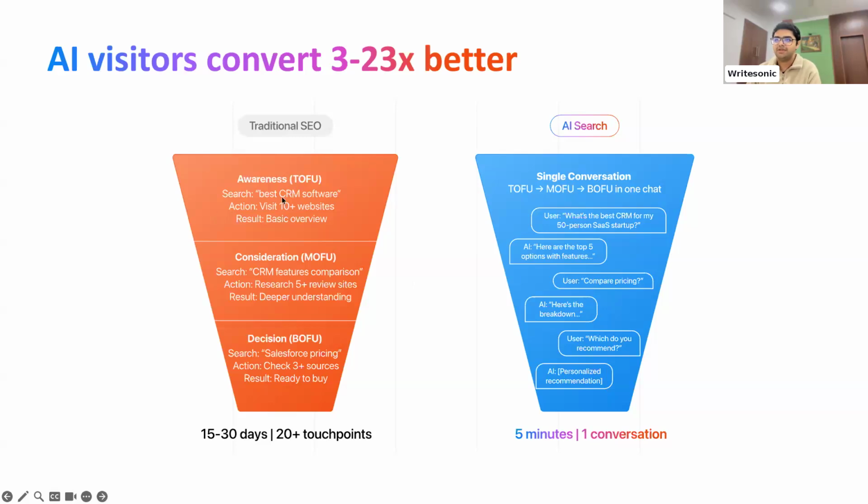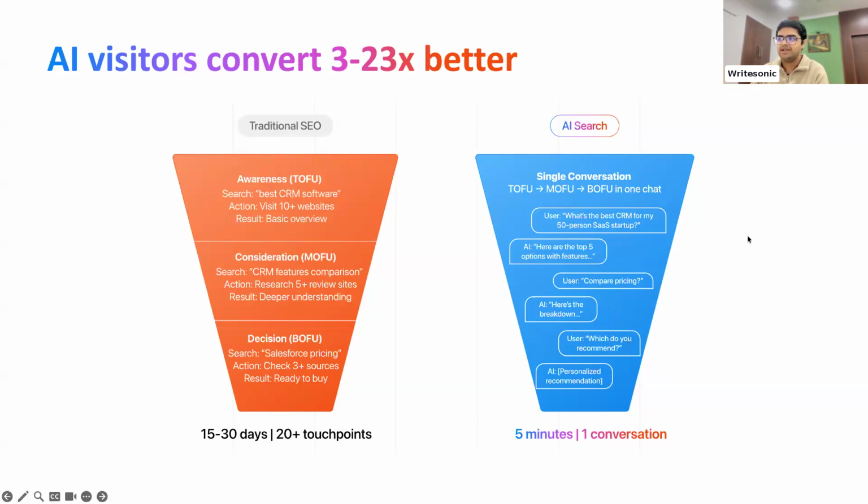For example, if you were looking for the best CRM software, you would start with the awareness stage. You'd search for what is CRM, or features comparison, or best CRM software, things like that. Then you would decide something, check the reviews, all those kinds of things. Usually it takes about 15 to 30 days on average for a B2B use case, and 20-plus touchpoints for a buyer to actually make a decision and, let's say, finalize a set of 3 or 4 vendors or solutions to go for.